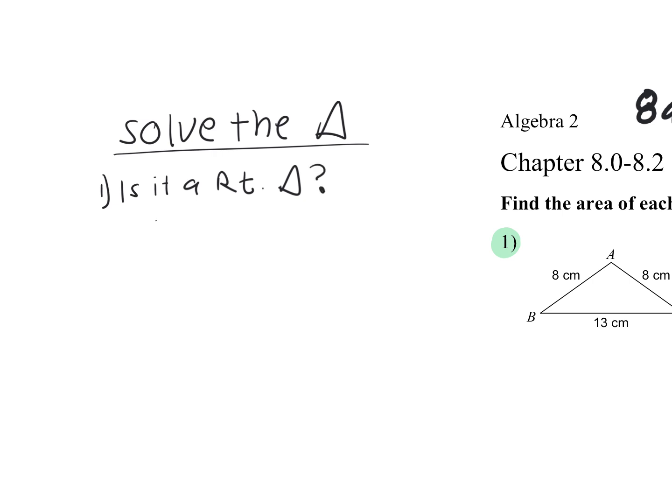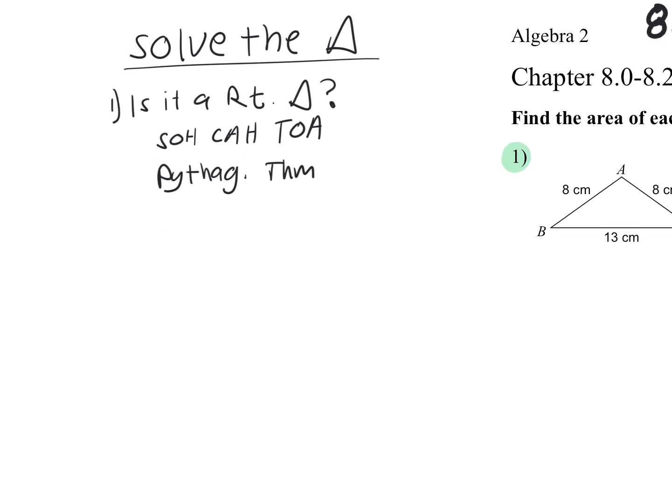All right, if it is, you're going to use SOHCAHTOA and Pythagorean theorem to find any missing sides, angles. All right. If it is not a right triangle, you're going to use law of sines or law of cosines.